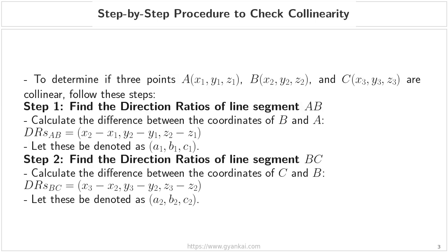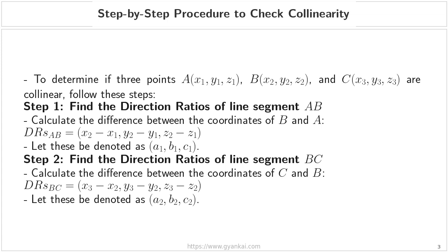Step 2 is very similar. We need the direction ratios for the next segment, BC. Just as before, you find the difference between the coordinates of point C and point B. You'll subtract x2 from x3, y2 from y3, and z2 from z3. We will label these new values as a2, b2, and c2.